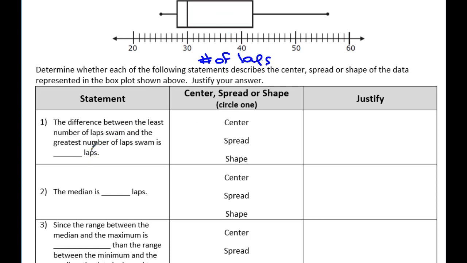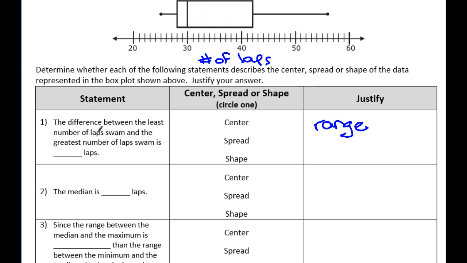All right, the difference between the least number of laps swam and the greatest number of laps swam is blank laps. So we need to find that. What is the difference between the least and the greatest number of laps swam? What does that sound like? It sounds like a range, doesn't it? And what kind of range is it? Is it the range of the box, which is the IQR, the interquartile range, or is it the range of the whole box plot?